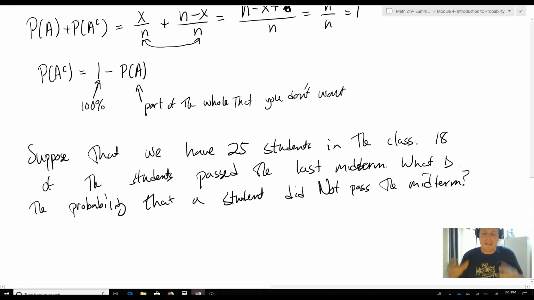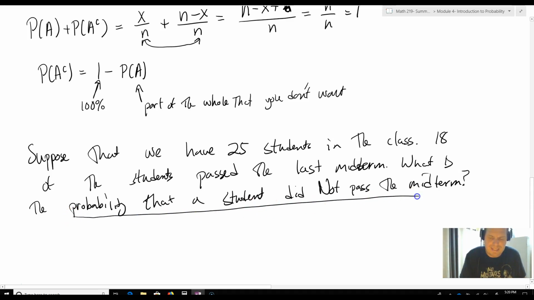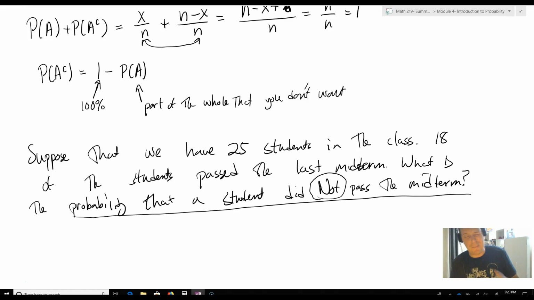All right, a couple things. Now I'm going to think about this. I'm going to think to myself, okay, I'm dealing with probability here because that's what I'm looking for. Probability that a student did not pass the midterm. Oh, and this "did not" is also really important. Okay? That's going to kind of shape my thinking. That actually is going to kind of cue me in that I might be looking for a complement. I might not, but I might.